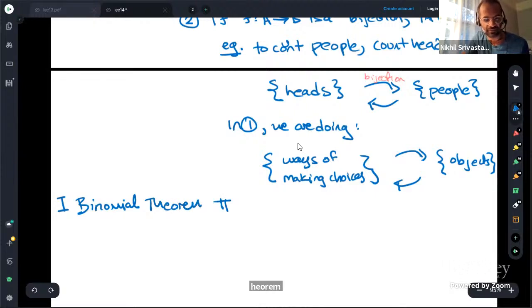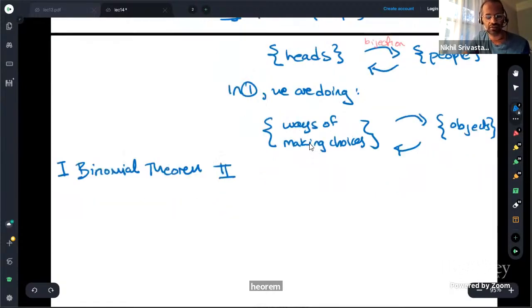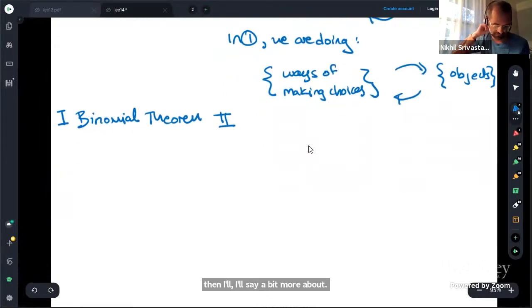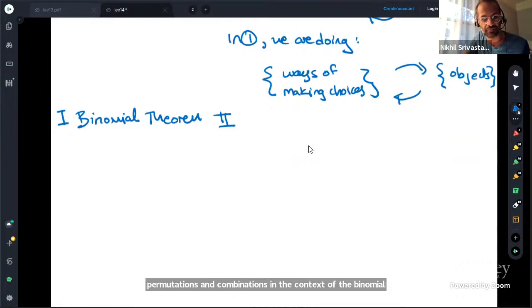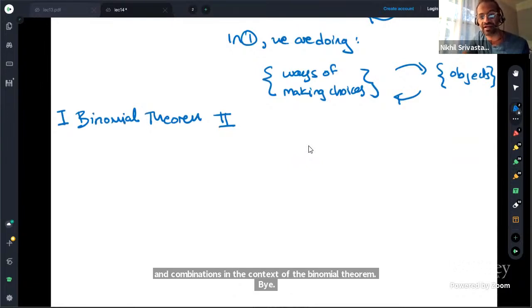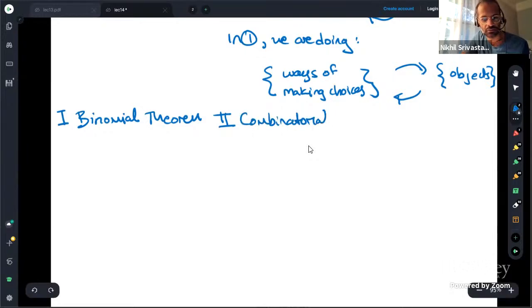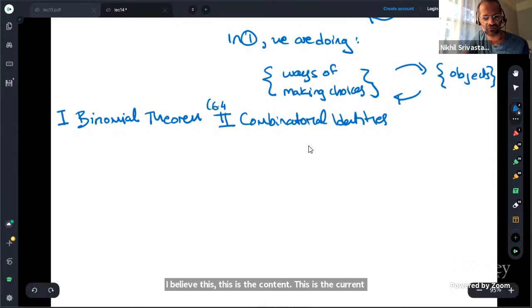Then I'll say a bit more about permutations and combinations in the context of the binomial theorem by proving some algebraic identities using counting. So I'll call these combinatorial identities. So I believe this is the content of section 6.4.